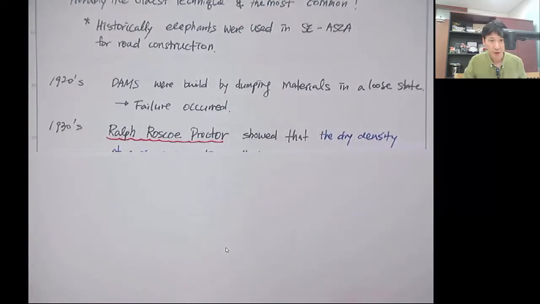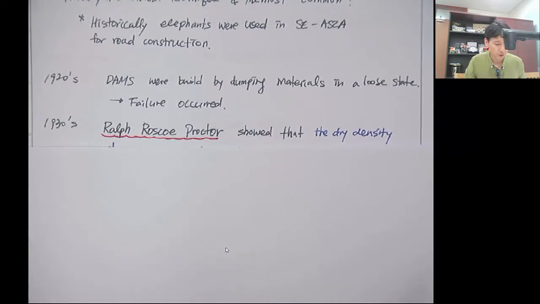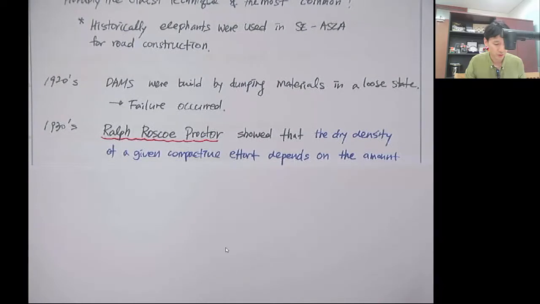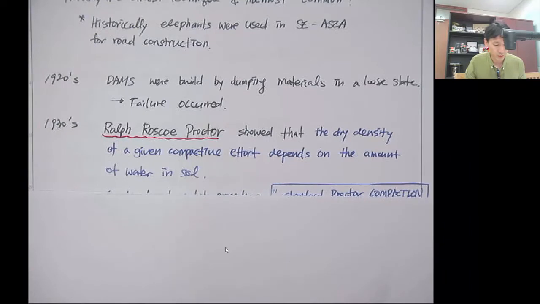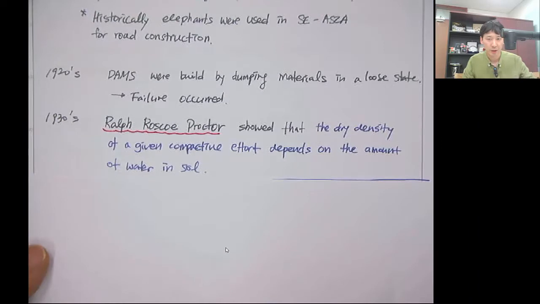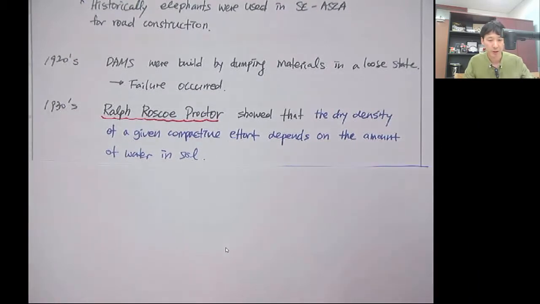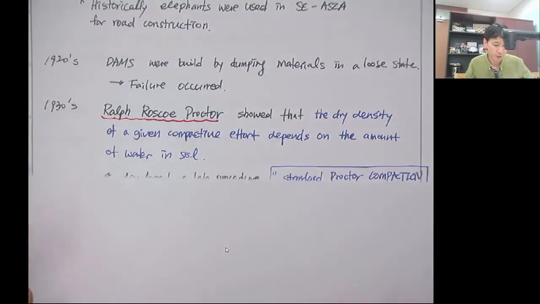And 1920s, the dams in the United States were built by dumping materials in a loose state, but the failure often occurred. So the 1930s, Ralph Roscoe Proctor, so-called R.R. Proctor, showed that the dry density of a given compactive effort depends on the amount of water in soil. So he basically showed that the compactness and the denseness of the soil after compaction depends on the water content.